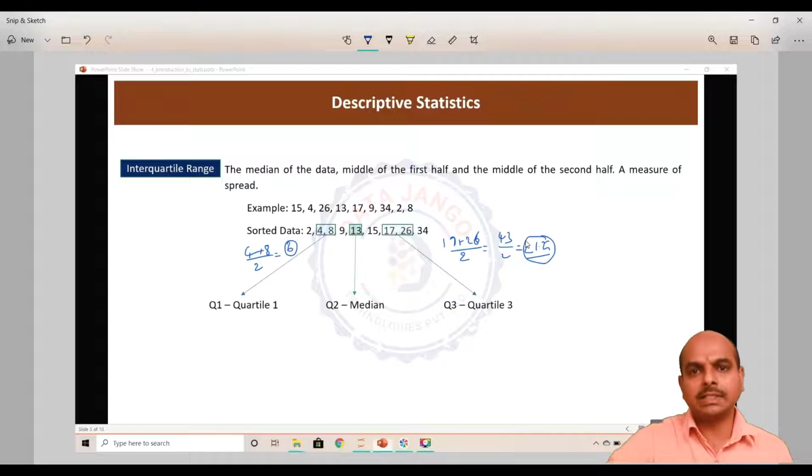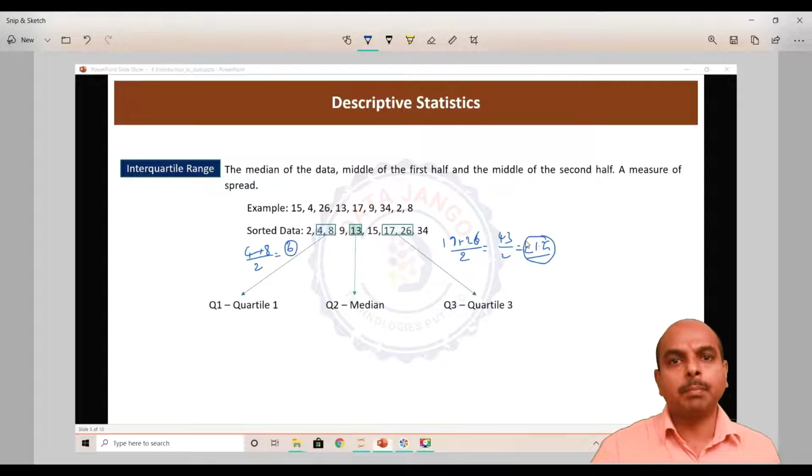In our visualization classes, we understand the box whisker plot, which is a graphical representation of this interquartile range. What exactly this interquartile range is explaining is that 6 will be somewhere here and 21.5 will be somewhere here. That means the data before 6 and after 21.5 may be outliers. I am saying may be outliers. They are not outliers, they may be outliers.